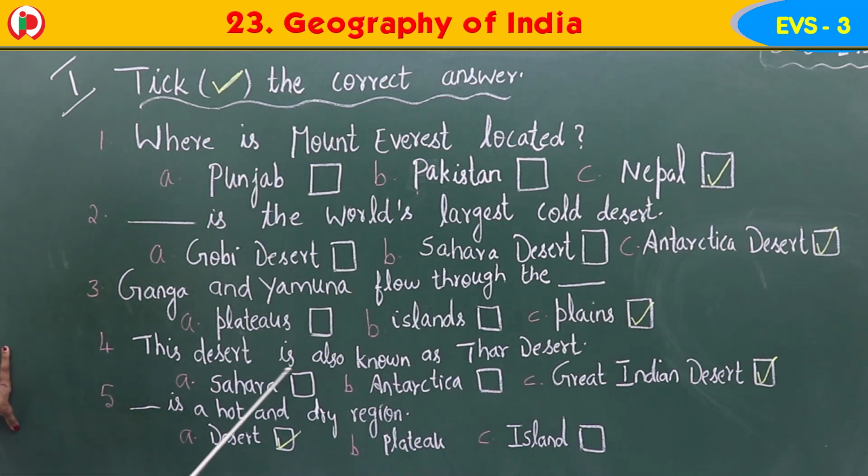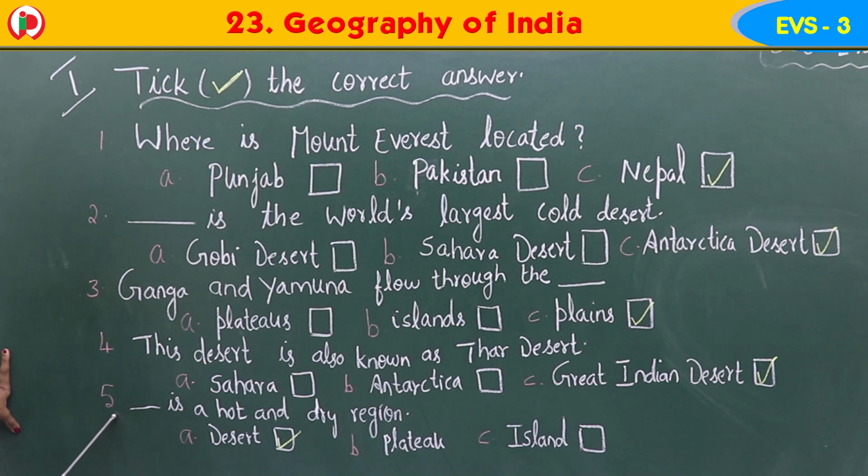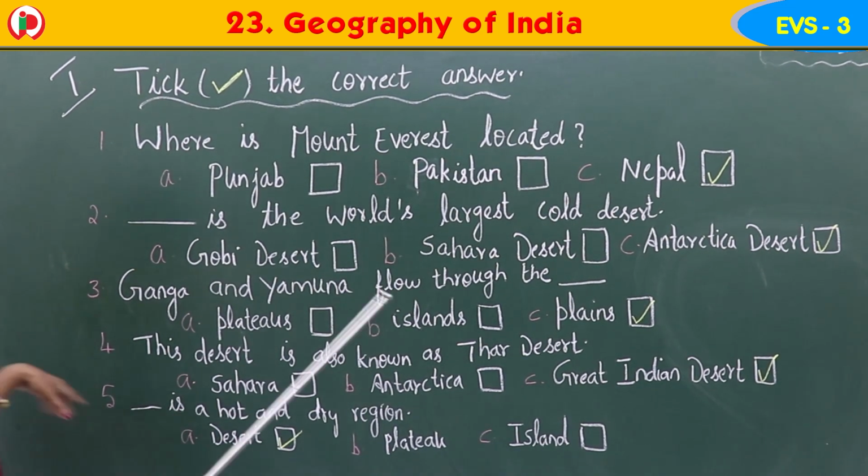Fourth one, this desert is also known as Thar Desert. Which desert is known as Thar Desert? Great Indian Desert is known as Thar Desert. Option C is the right answer. So give a tick mark here. Last question, the fifth one, dash is a hot and dry region. Desert is a hot and dry region. Option A is the right answer. So give a tick mark here.